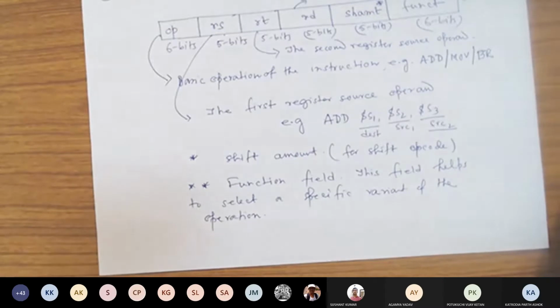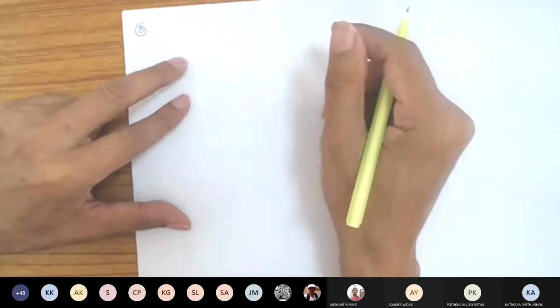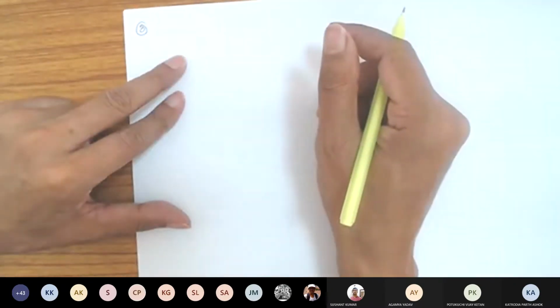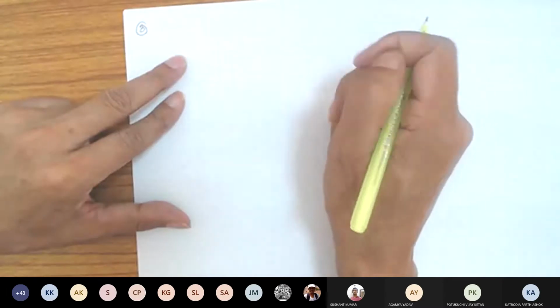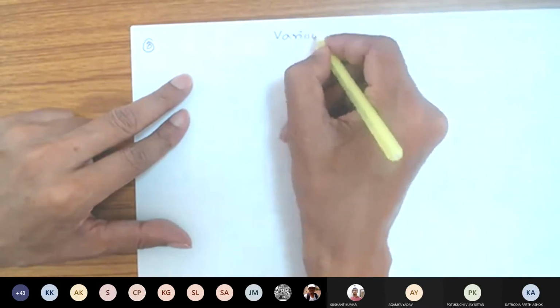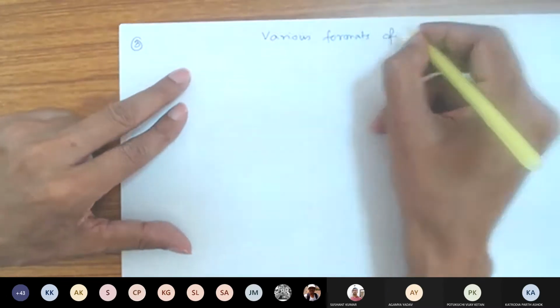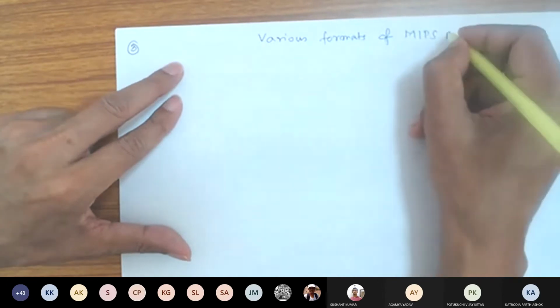Now let us try to understand one by one the different types of instructions that we may deal with, the various formats of MIPS instructions.